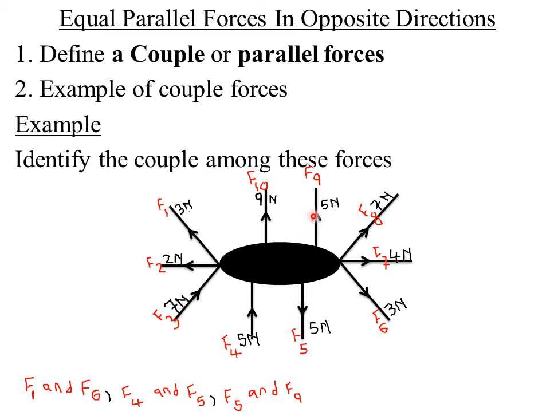If you extrapolate these lines, they will never intersect or meet each other. So because they have satisfied all the 3 conditions, we are also concluding that F5 and F9 are a pair of couple forces.